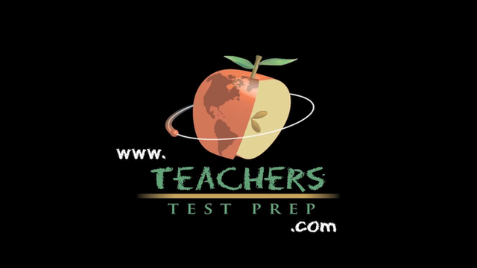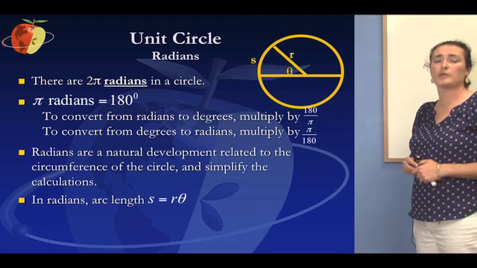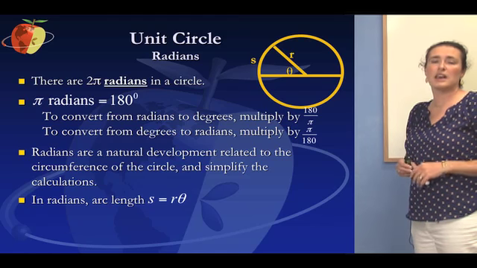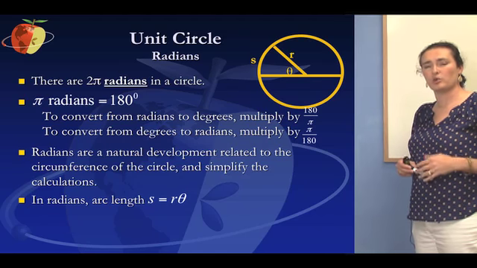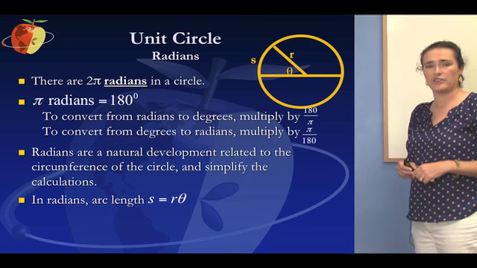We're going to spend some time talking about the unit circle, and the unit circle is called that because we're talking about a circle with radius length 1 unit. It might be 1 inch, might be 1 mile. It's just a circle with radius 1 unit. It's called the unit circle.